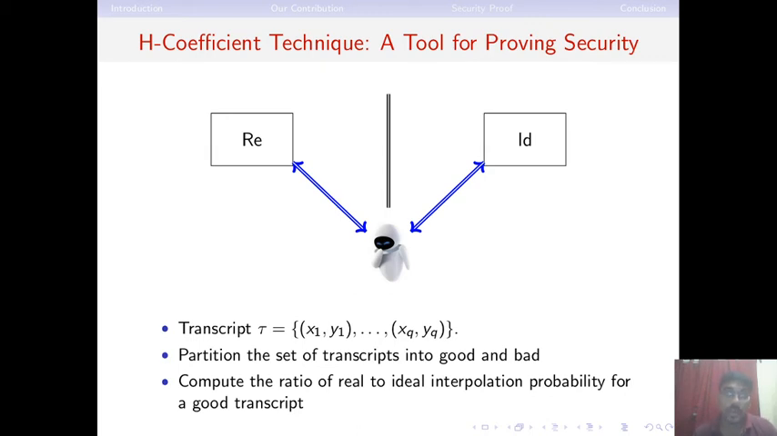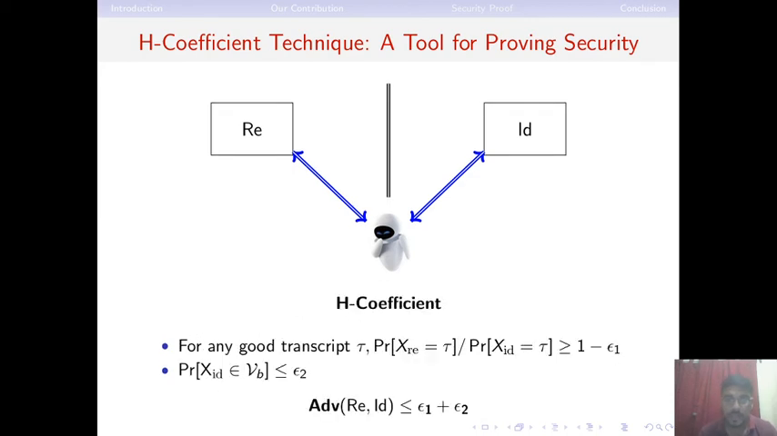In this technique, the adversary is interacting either with the real oracle or with the ideal oracle, and after the interaction is over, we collect the queries and responses in a transcript tau, and we partition the set of all transcripts into good and bad transcripts. Then we compute the ratio of the real to ideal interpolation probability for a good transcript. The H-coefficient technique says that for any good transcript tau, if the ratio of the real to ideal interpolation probability is very close to 1, modulo some negligible error term, which we call epsilon 1, and if the probability that a transcript belongs to the bad transcript set is negligible, which we denote as epsilon 2, then the distinguishing advantage of the adversary in distinguishing the real from the ideal can be upper bounded by epsilon 1 plus epsilon 2.